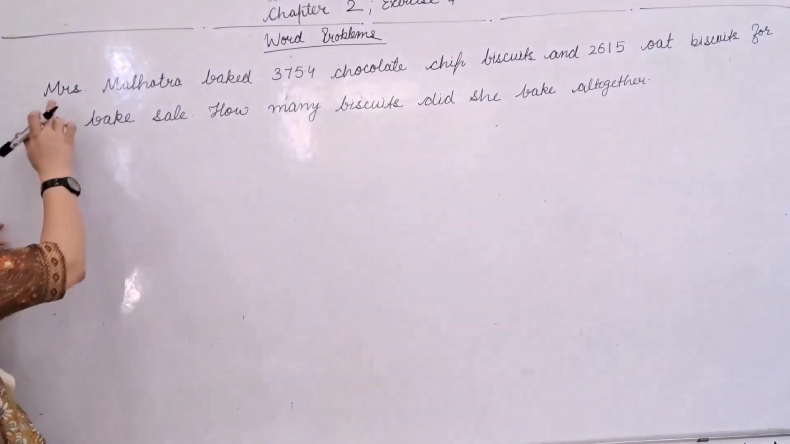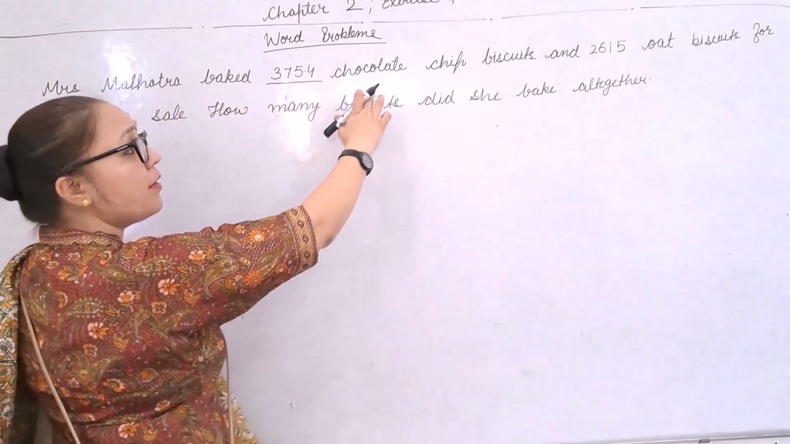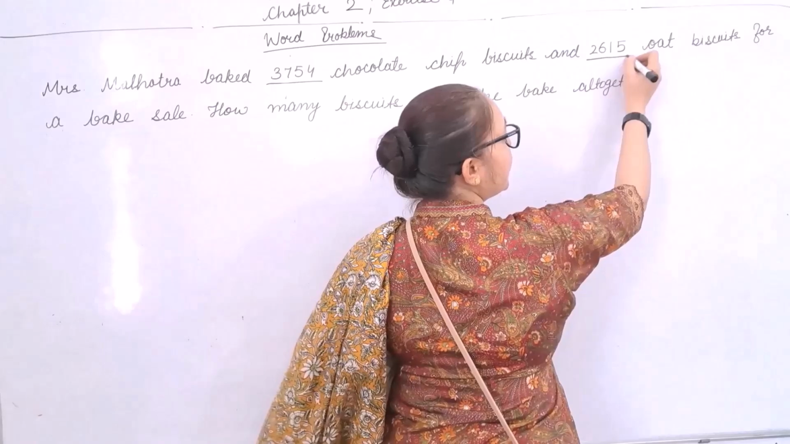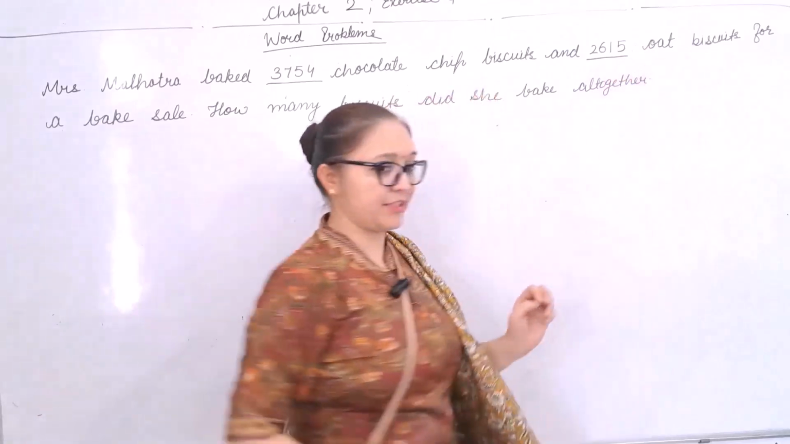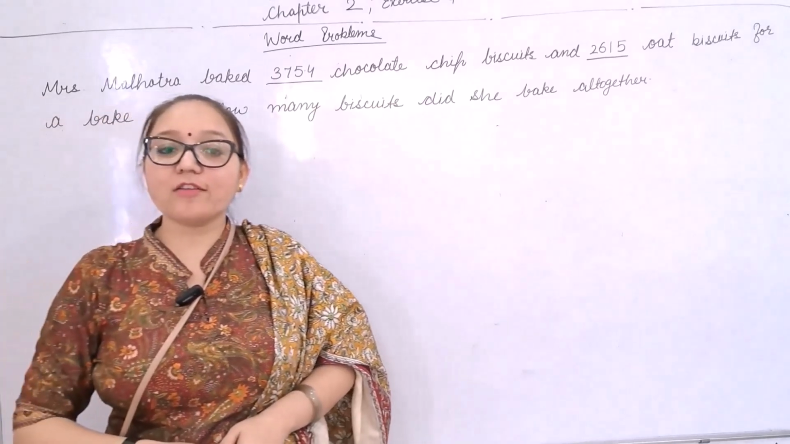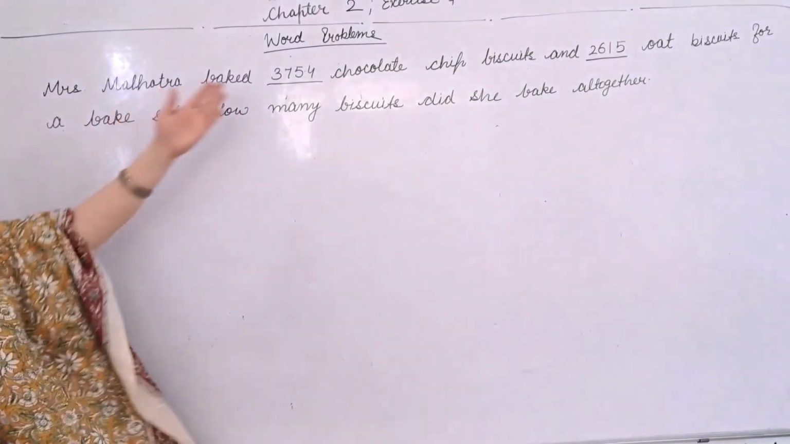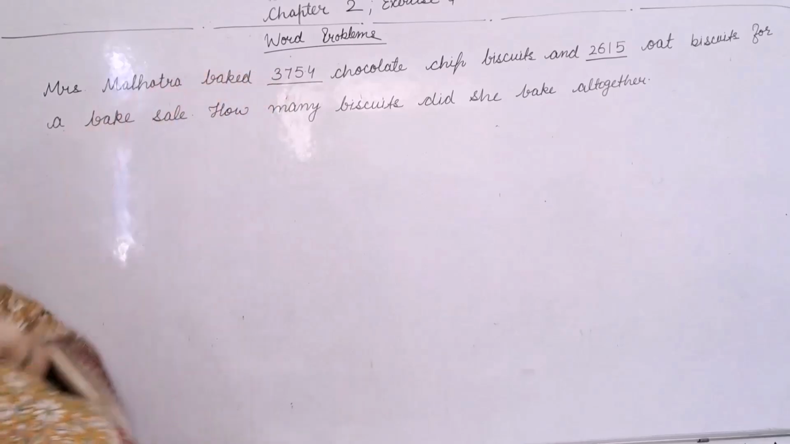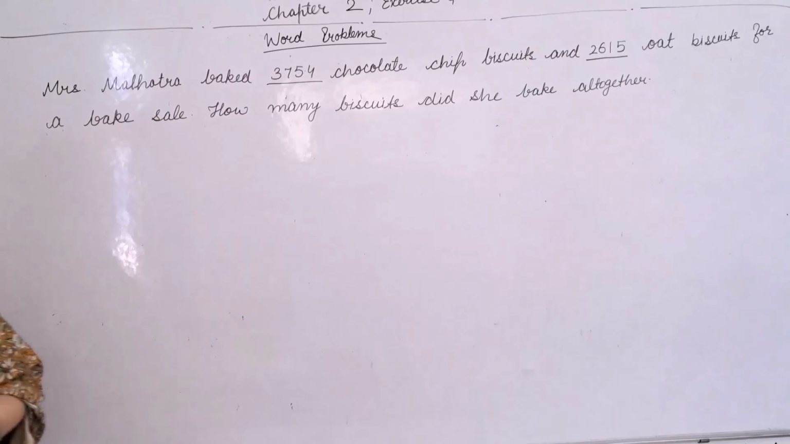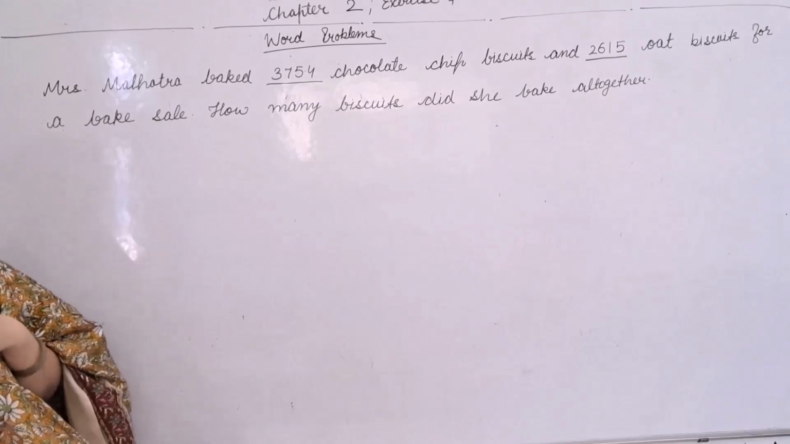Mrs. Malhotra baked 3,754 chocolate chip biscuits and 2,615 oat biscuits. So which type of biscuit do you like most? Chocolate biscuit or oats biscuit? Chocolate chip biscuits. Okay. So she has already made more. She has made biscuits for a bake sale. She wants to sell the biscuits.